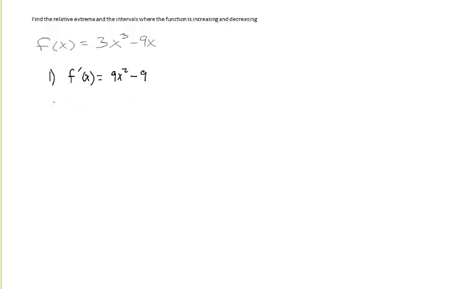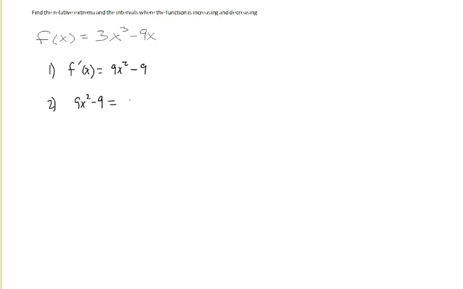Step 2, we're going to set the derivative equal to 0. So we have 9x squared minus 9 is equal to 0. And then we're going to add 9 to both sides. Divide both sides by 9, so we have x squared is equal to 1. And then x is equal to plus and minus 1. So now our critical values are plus and minus 1.